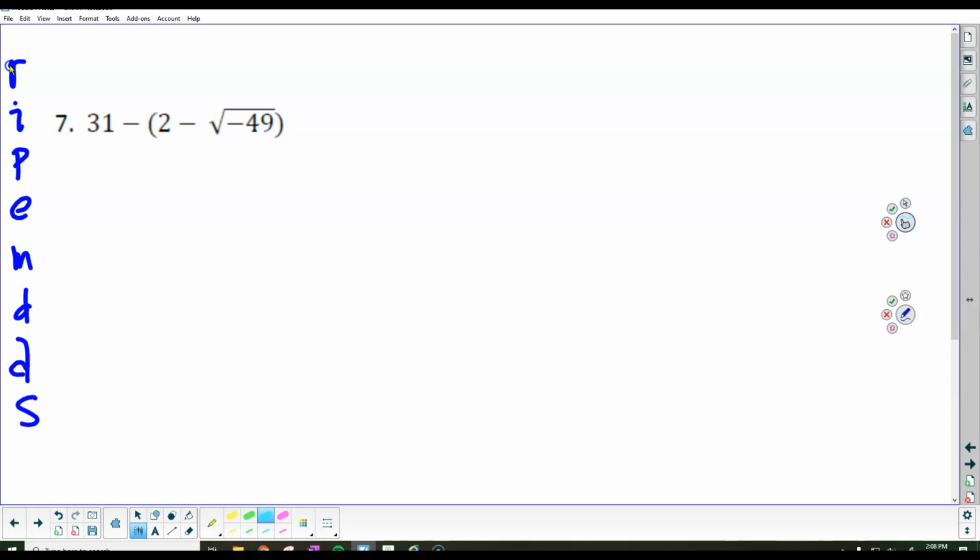Do we have a root on number 7? Oh, yes, we do. Y'all, that negative 49 should be flashing off the paper to you. All of you should realize that's a perfect square. What is the square root of 49? So just put an i next to it. That's it. So I'm going to start to recopy the work. And then instead of that root negative 49, I'm just going to write what it simplifies to, which is 7i.